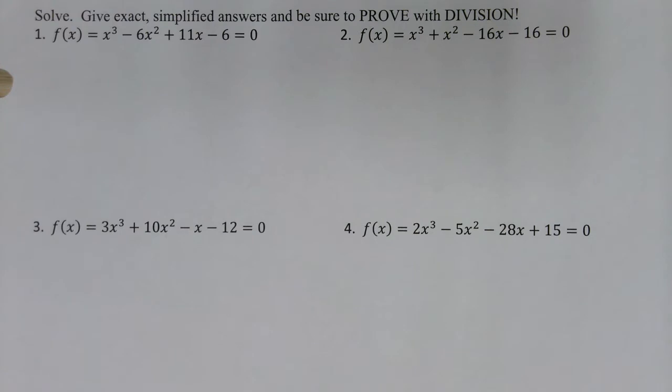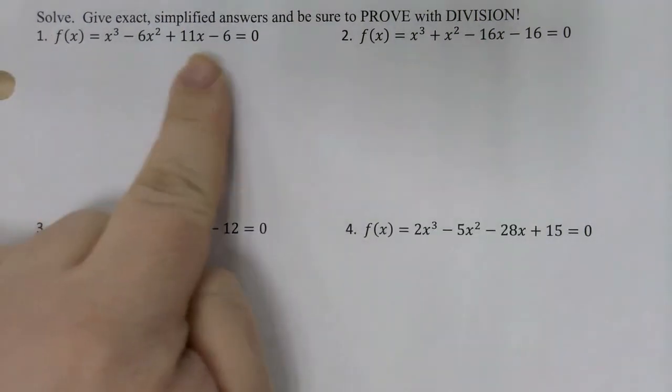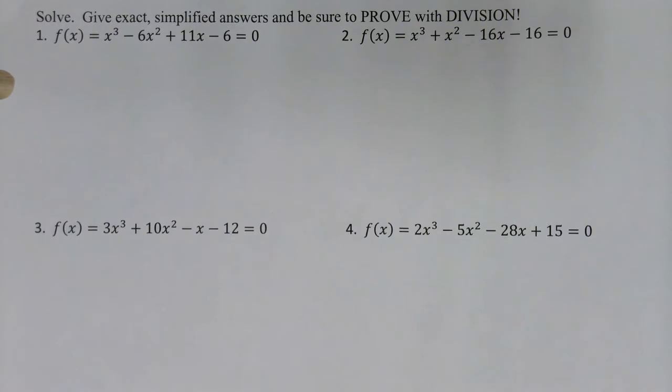Well, in order to have something to actually divide, we're going to use our calculators to graph it and find one of the zeros. So your first step is to type this into your calculator at the y equals: x to the third power minus 6x squared plus 11x minus 6. So I've typed that into my y equals, and then I'm going to take a look at what it looks like as a graph.